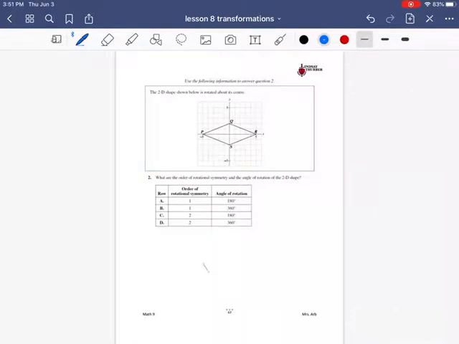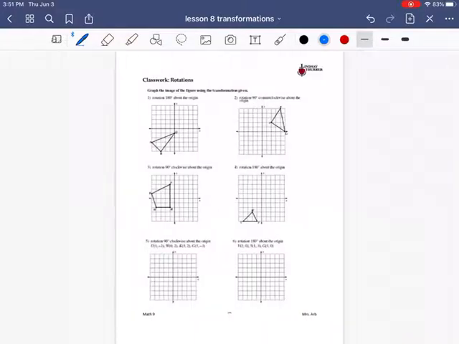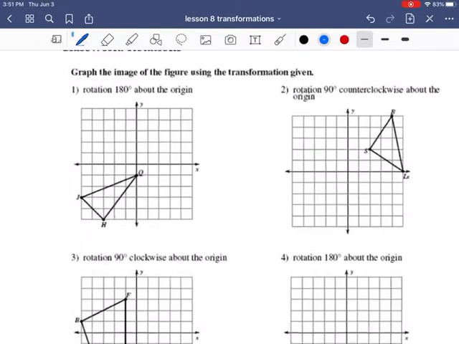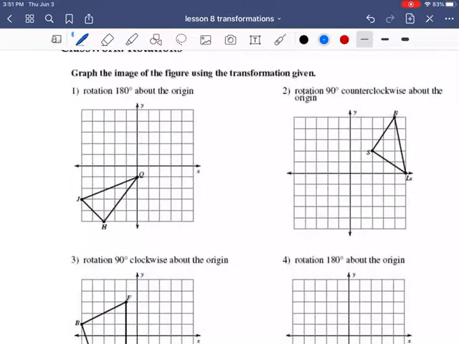We're going to save this question for the next day, okay? And then we get into classwork on rotations. So again, first, figure out where your point of rotation is, and every point is just going to be the same distance away from that point. Keep in mind you're rotating it a certain amount of degrees. Okay. So try your best, and let me know if you need help.